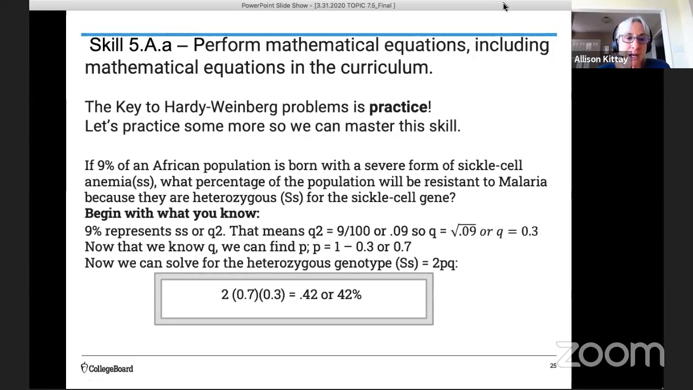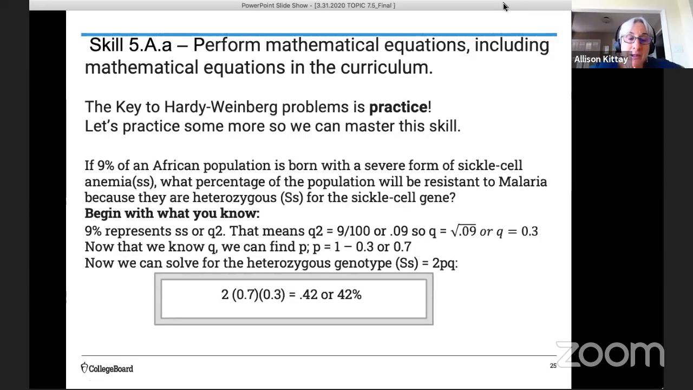This question tells you that 9% of an African population is born with a severe form of sickle cell anemia. So this is the homozygous recessive genotype, or ss, which is also known as q squared in Hardy-Weinberg language. The question is asking what percentage of the population will be resistant to malaria because they are heterozygous, big S, little s, for the sickle cell gene. And this is something that you'll see over and over in AP Bio. This example of sickle cell anemia comes up in a variety of content topics. But in this case, the folks who are heterozygous for this particular allele do have protection from malaria.